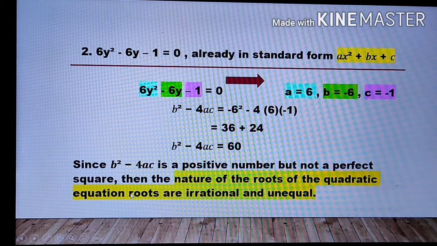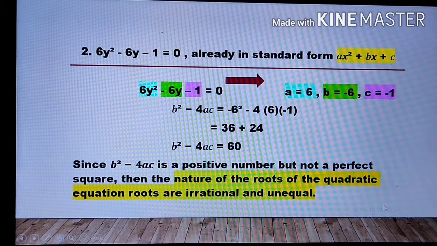Disregard lang to ha. Are irrational and unequal. Okay, next.